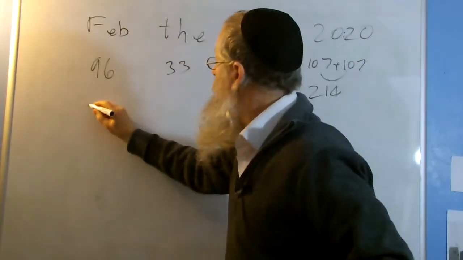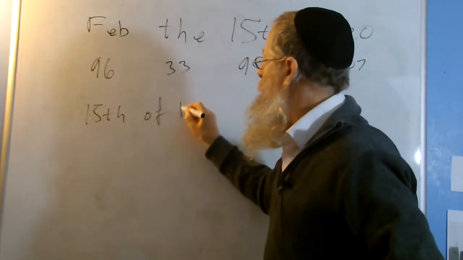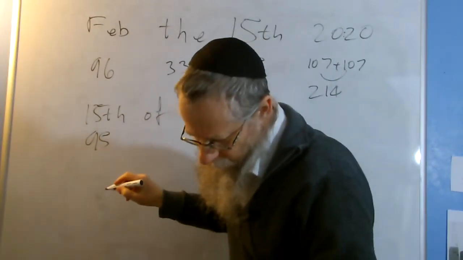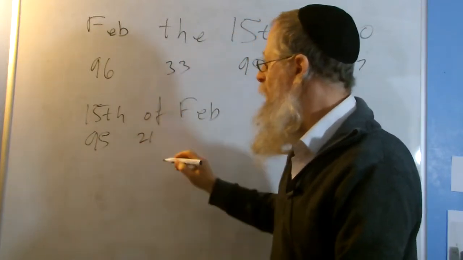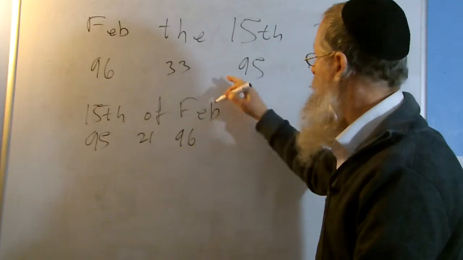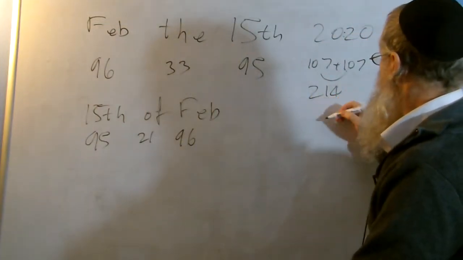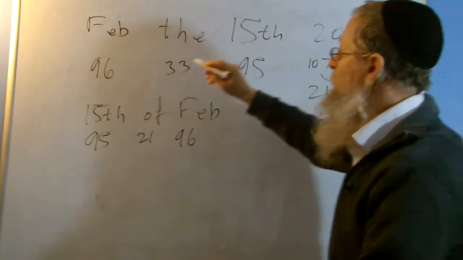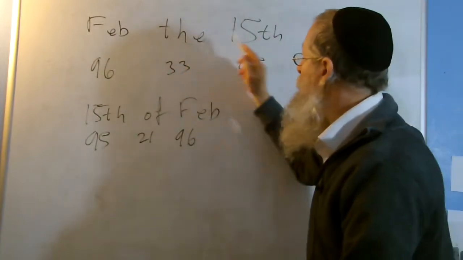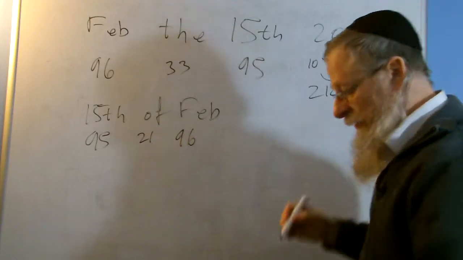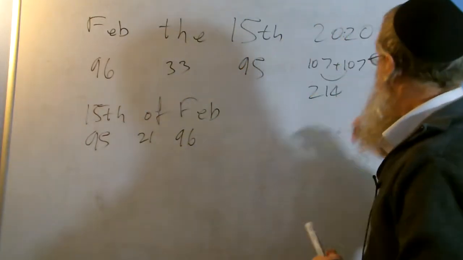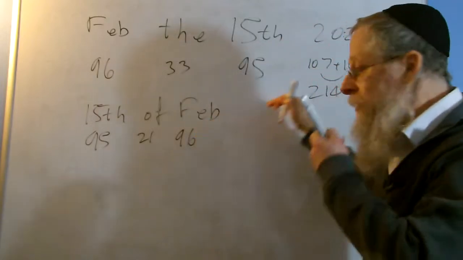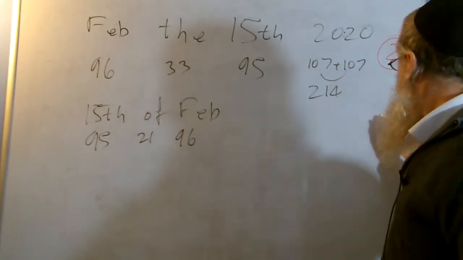I could say 15th of February, and that would be then 95. I've got these numbers right. 95 plus 21 is of, and 96. Of course, that will give me a different value, and then I could use 2020 either way, and I'll get two values. If I said February the 15th, 2020, either way, that will give me two values. Let me just write that in a different colour so you know how many different values we're talking about here. Two values. Now I can say 15th of February 2020 either way. That will give me another two values.